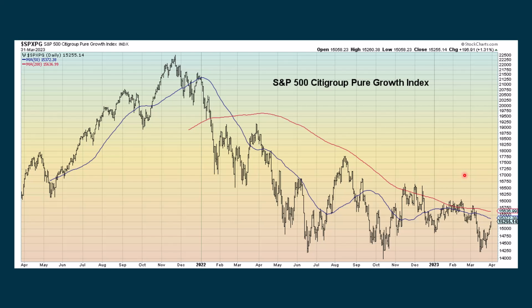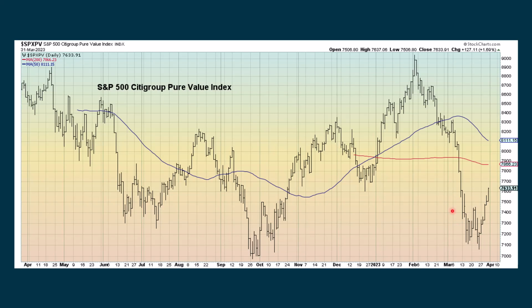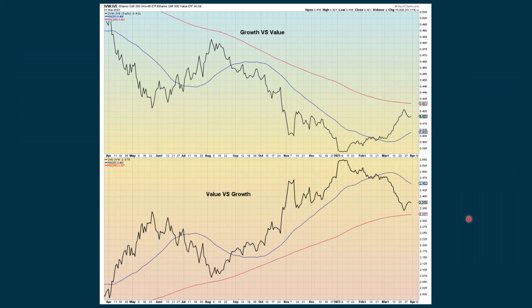Another area we look at is growth versus value. This is a growth index showing that we're in an overall downtrend. We have the 50-period moving average below the 200-period moving average. We look at value, where value is still in an overall uptrend, but it has been really coming down lately. We compare the two. Growth versus value is on the top, where growth is still in an overall downtrend, even though it's improving. On the bottom, value is in an overall uptrend, even though it's been showing some weakness.